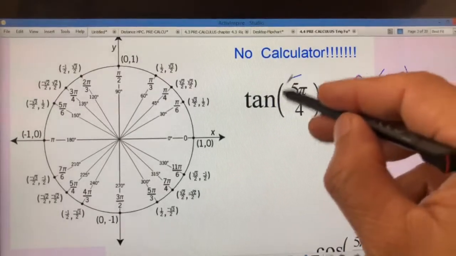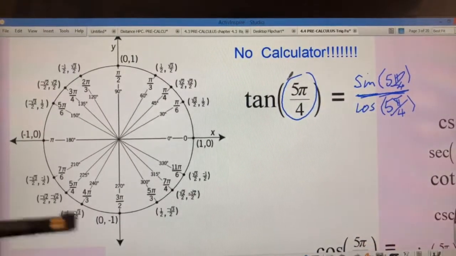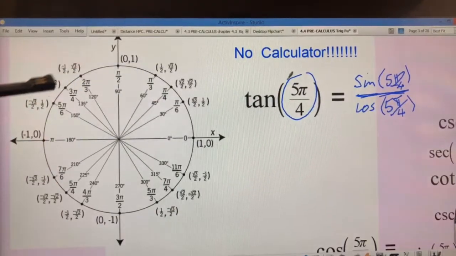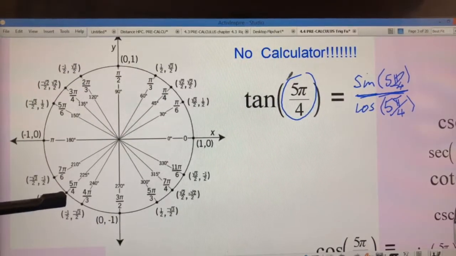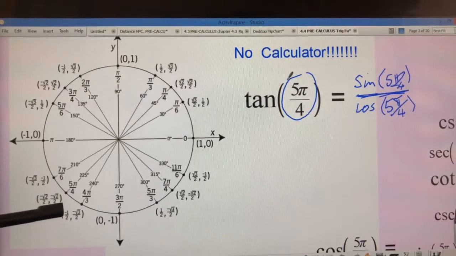So first you have to trace your fingers around and get to 5 pi over 4, which is right there. And then you just have to put these two numbers on top of each other. Which number is the y? The back number is the y. Which number is the x? The front number is the x. Because the y is the sine, the front is the cosine.